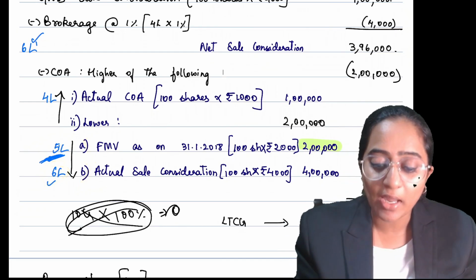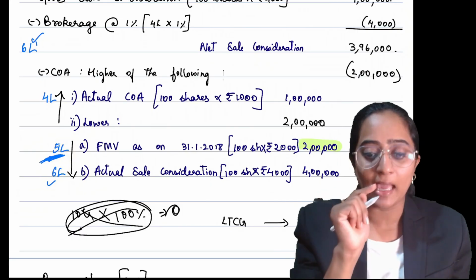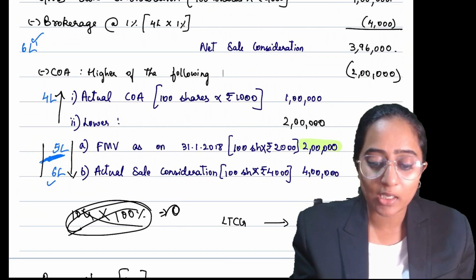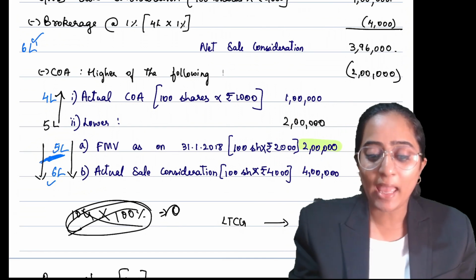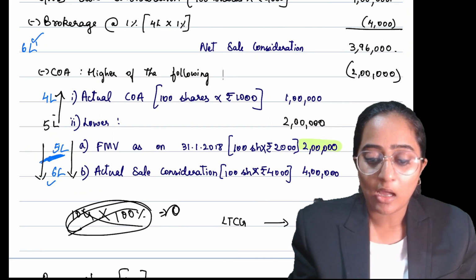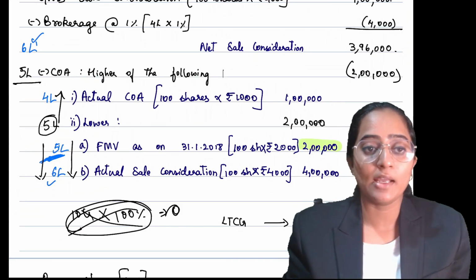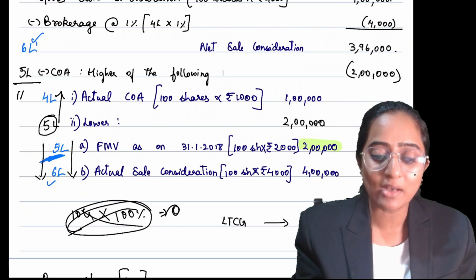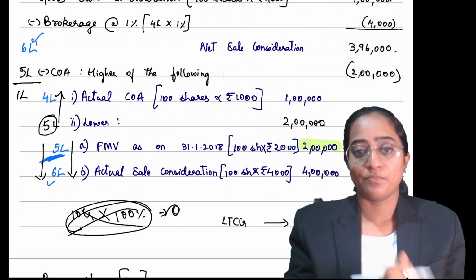It means up till 5 lakh rupees, I wouldn't have paid any tax. That is the lower of the following. The minimum of this amount, 5 lakh, I would consider as my cost. My actual cost of acquisition is 4 lakh, so whichever is higher, I'm going to consider. That is nothing but 1 lakh rupee will be considered as my long term capital gain.